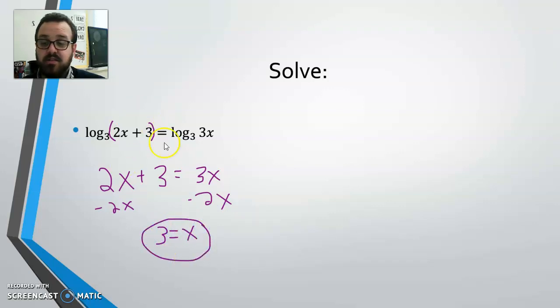Okay, so again, this one is using that one-to-one property. They have the same base. Their insides need to be the same.